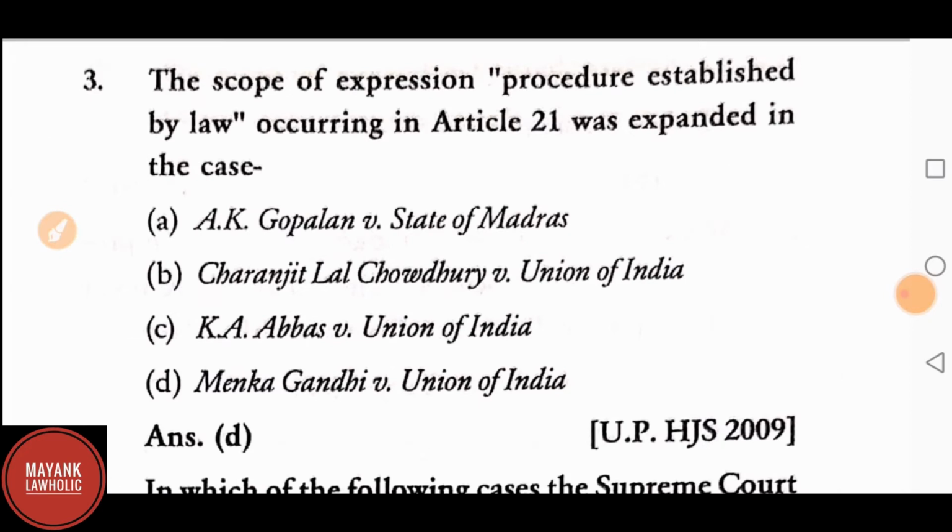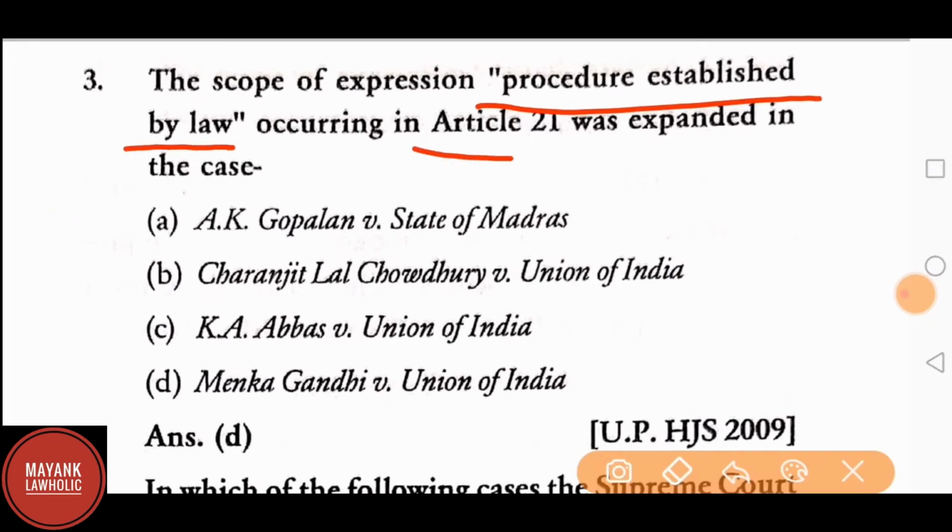Question number 3. The scope of expression procedure established by law occurring in Article 21 was expanded in the case A.K. Gopalan versus State of Madras, B. Chiranjit Lal Chaudhary versus Union of India, C. K.A. Abbas versus Union of India, and D. Maneka Gandhi versus Union of India. The answer is Maneka Gandhi versus Union of India.